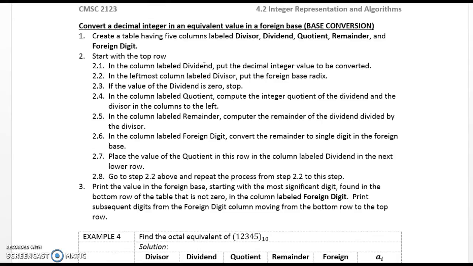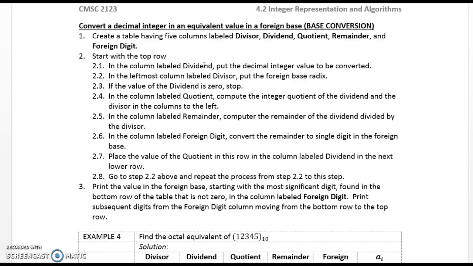So here is an algorithm to convert a decimal integer to an equivalent value in a foreign base. Create a table having 5 columns labeled divisor, dividend, quotient, remainder, and foreign digit. In this algorithm, we're doing the reverse of what we did before. Before, we took a value in a foreign base and converted it to decimal. Now we're going to take a value in decimal and convert it to a foreign base. Start with the top row. In the column labeled dividend, put the decimal integer value to be converted. In the leftmost column labeled divisor, put the foreign base radix.